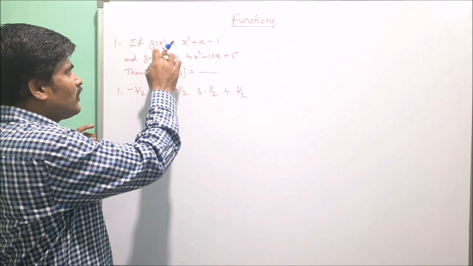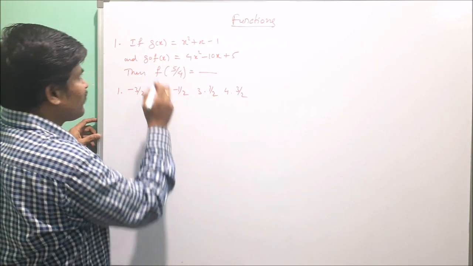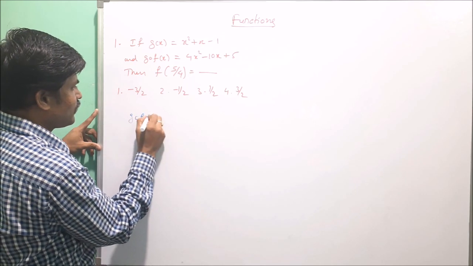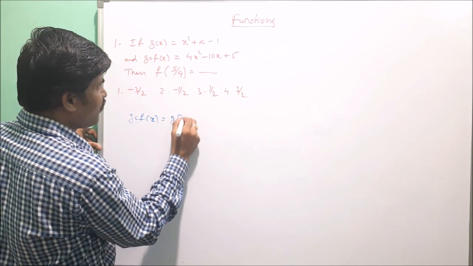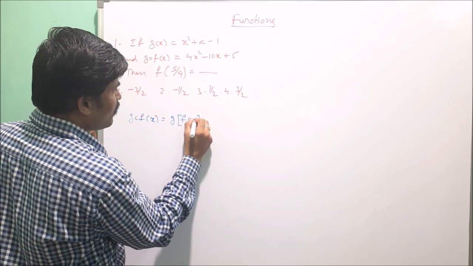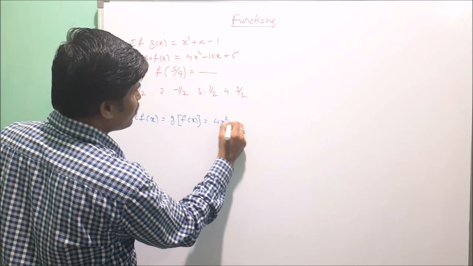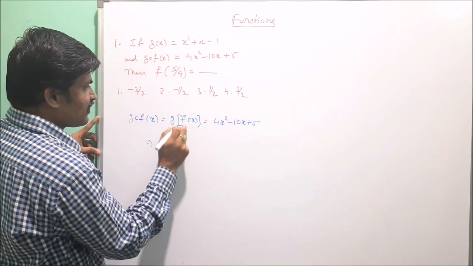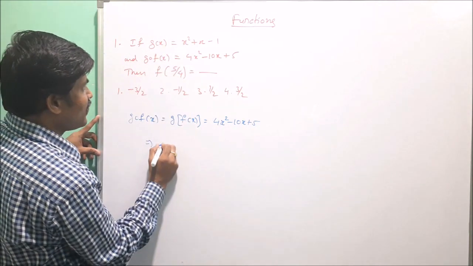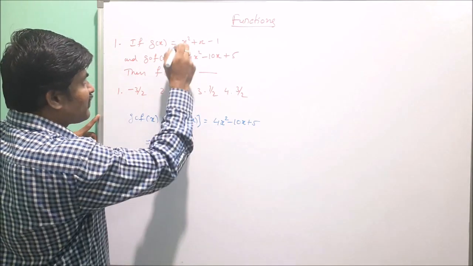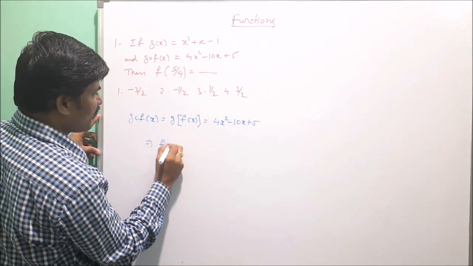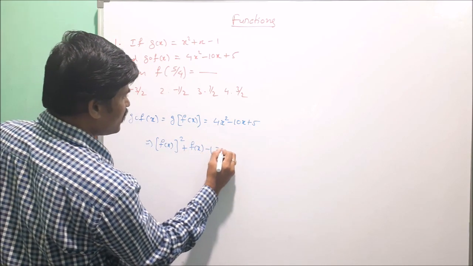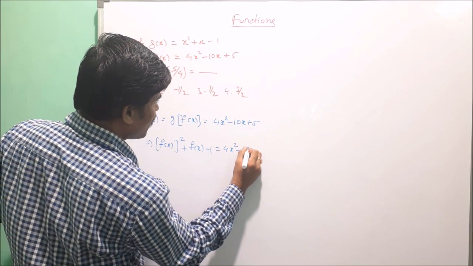Now here we take two functions, g of x and g circle f of x. Now here directly we find g circle f of x. Here we write g of f of x, which is already given, 4x square minus 10x plus 5. Now here we will substitute f of x in g of x. Here x square, now replacing x by f of x, whole square plus f of x minus 1. Now that equals 4x square minus 10x plus 5.